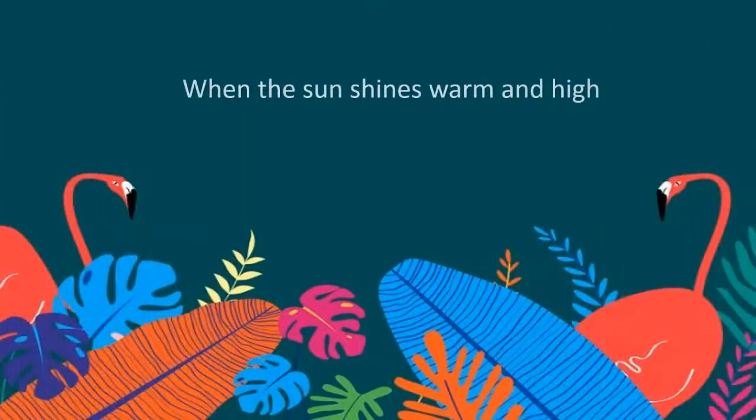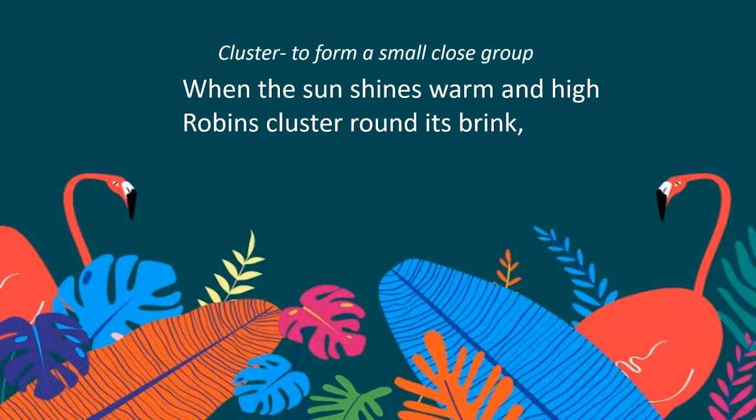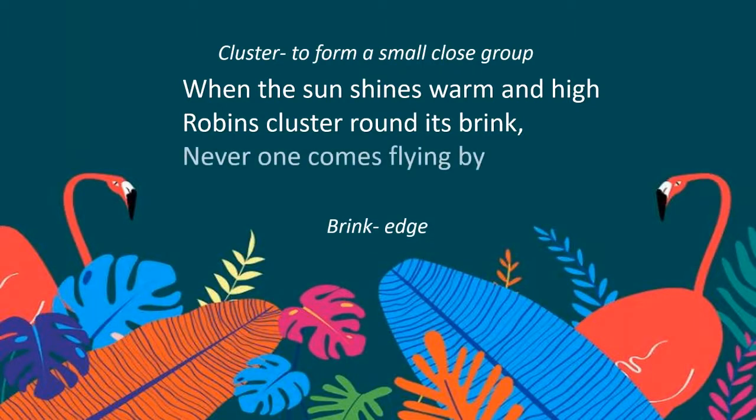When the sun shines warm and high, robins cluster. Cluster means to form a small close group. Round its brink. Brink means edge. Never one comes flying by, but will flutter down to drink.